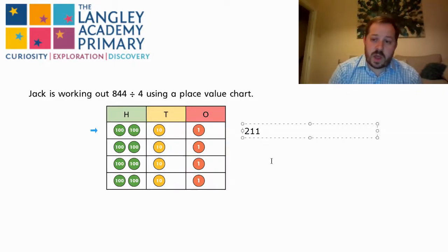Our answer here is 211. So 844 divided by 4 is 211.